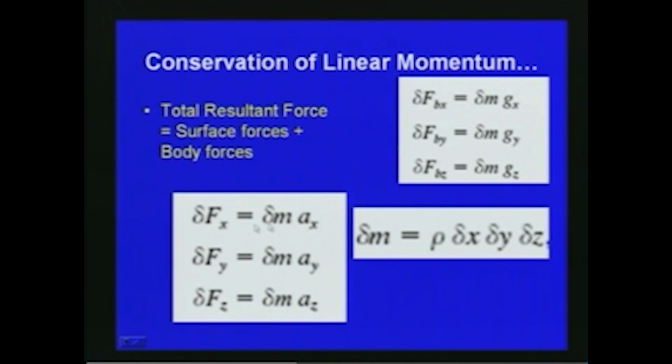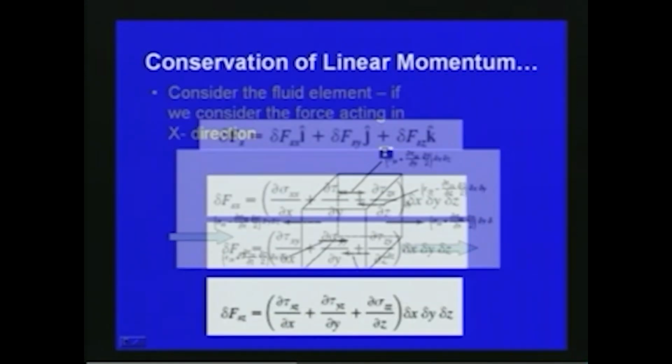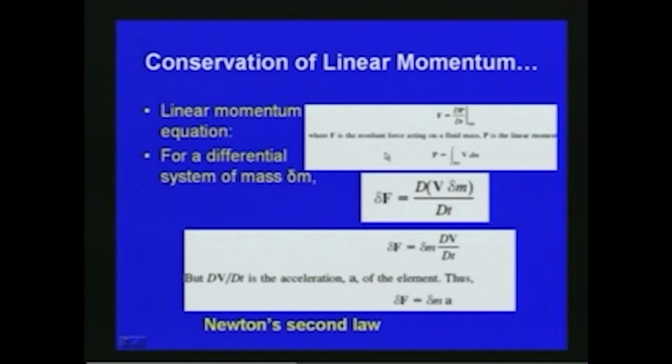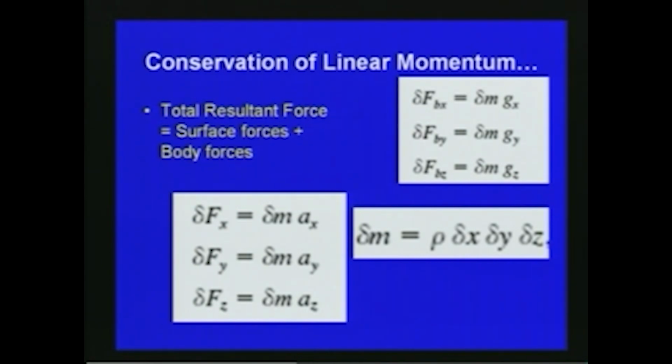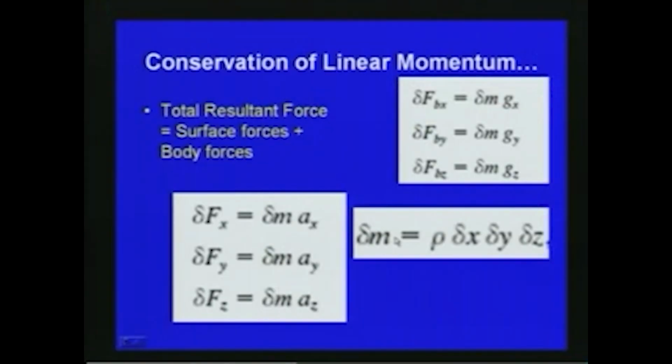Now with respect to Newton's second law, as we have seen earlier with respect to the conservation of linear momentum, finally if we use Newton's second law we effectively get the conservation of linear momentum. We have seen the various forces for the particular fluid element, the surface forces and body forces, and their various components. So as per Newton's second law, in the x, y, z directions we can write delta Fx equal to delta m into ax, that is the force in the x direction equals delta m into the acceleration in the x direction, and delta Fy is equal to delta m into ay, and delta Fz is equal to delta m into az. Here delta m is the mass of the fluid element, so if rho is the density of the fluid element, we can write delta m equal to rho into delta x into delta y into delta z.